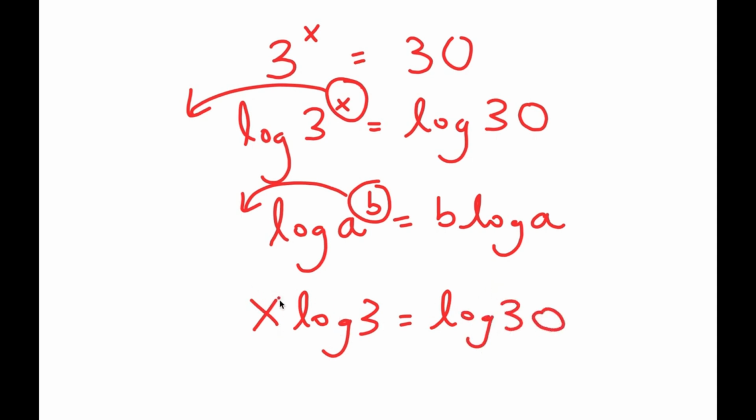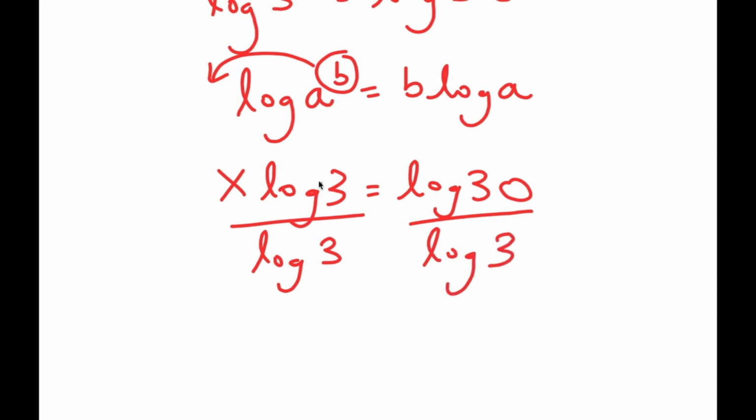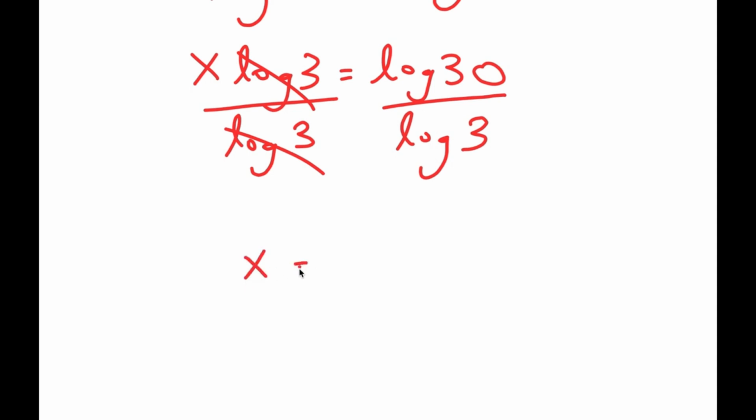Now that x is an actual term, I can solve for it by getting rid of this log 3. So I'm going to divide both sides by log 3. So then these two cancel out, and I get x is equal to log 30 over log 3.